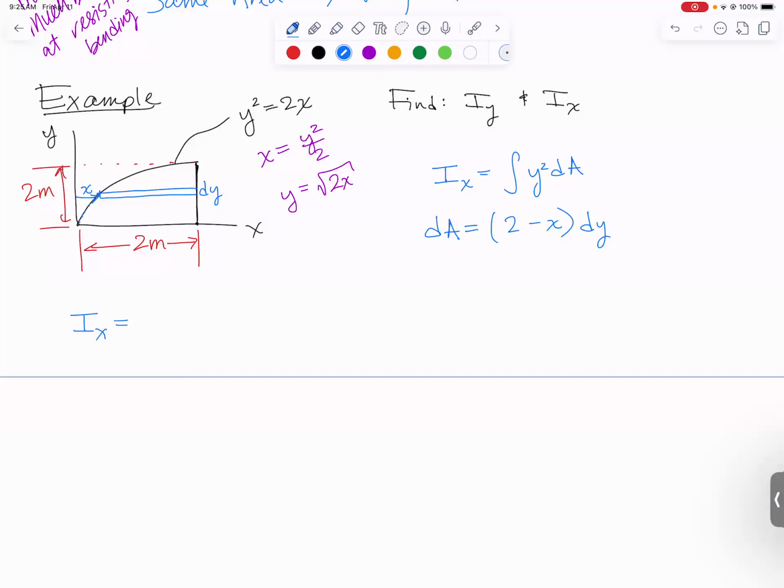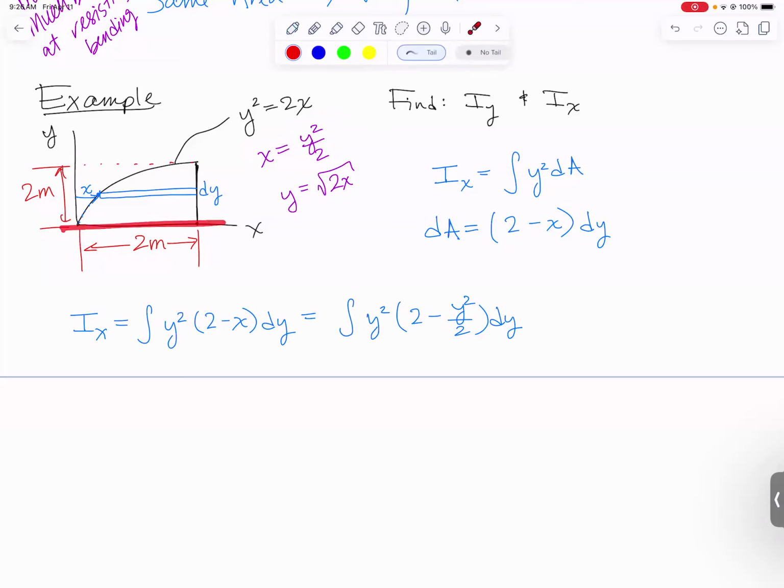Ix is going to be the integral of y squared dA. My dA is 2 minus x dy. I don't want to have any x's mixed in there with the y's, so let's replace x with what it is equal to, y squared over 2. So the integral of y squared times 2 minus y squared over 2 dy. And where am I integrating from? Let's figure out our limits. We're going to start at the bottom and go up to the top. So I'm integrating from y equals 0 to y equals 2 meters.